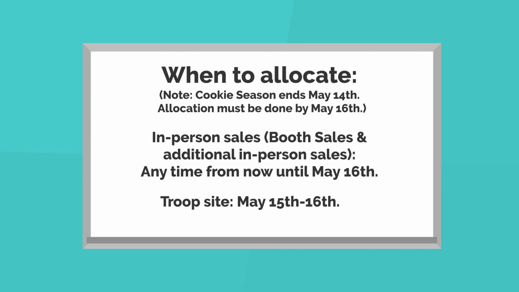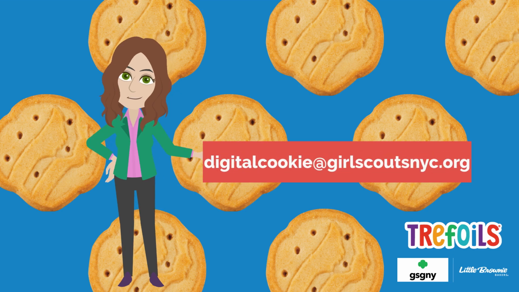Please note that cookie season ends May 14th, so your allocation must be done by May 16th. So, for your in-person sales, you can allocate any time between now and May 16th. For your Troop Link sales, you need to wait until the cookie program has ended. So you just have from May 15th to May 16th to do your allocation. And that's it for allocation.